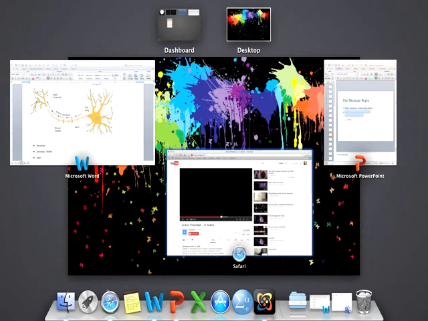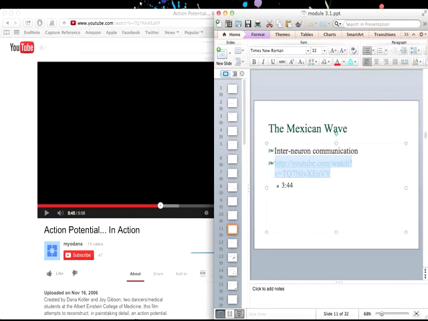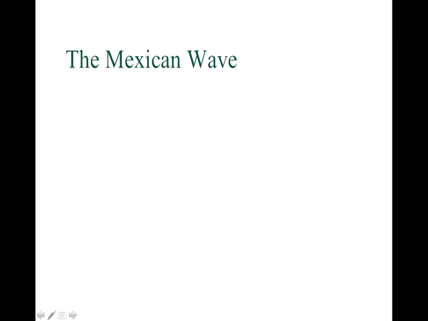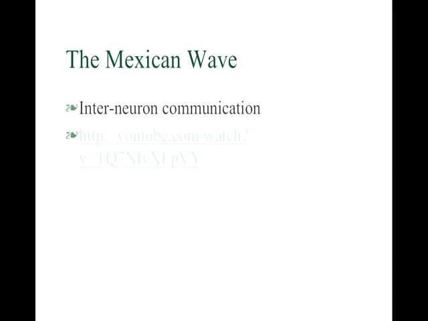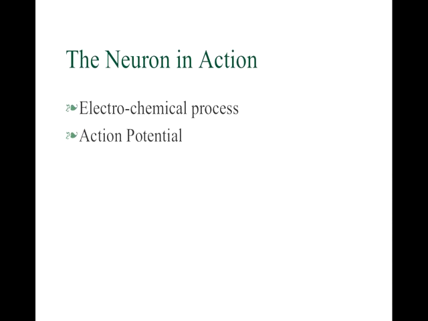Alright, let's go back to the notes here. So that whole thing is a Mexican wave. Okay? So I've got the link for you so you can watch it again if you want. So what's happening? It's an electrochemical process. And that whole thing is called the action potential. And so here's what happens.